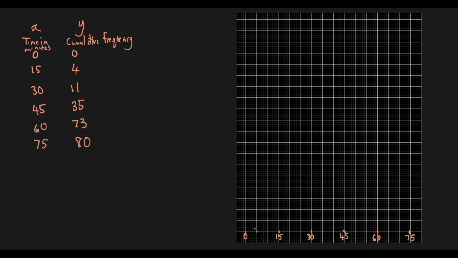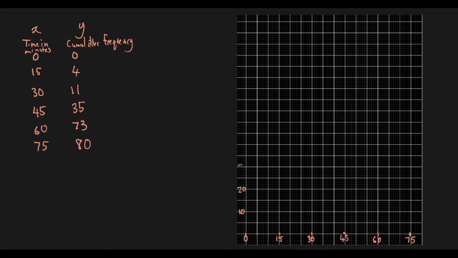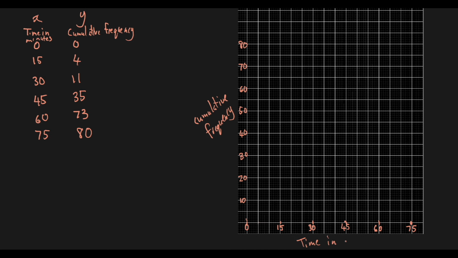Now for 80, we can say going up in tens. So here would be 10, 20, 30, 40, 50, 60, 70, 80. I'm just making sure that I can match that. All right, so this represents our cumulative frequency, and this represents our time in minutes.